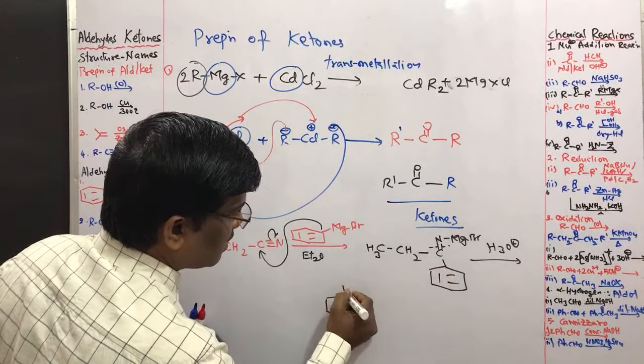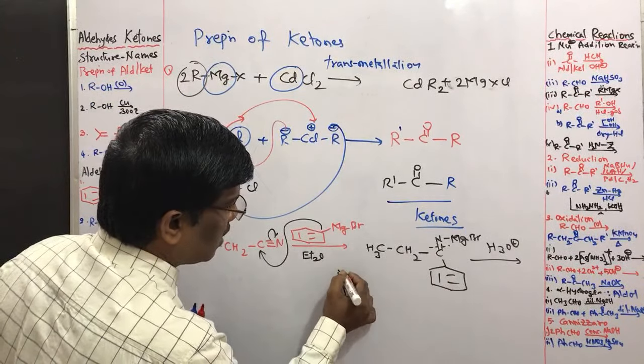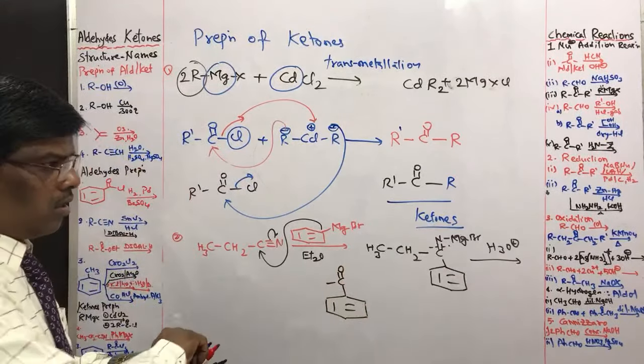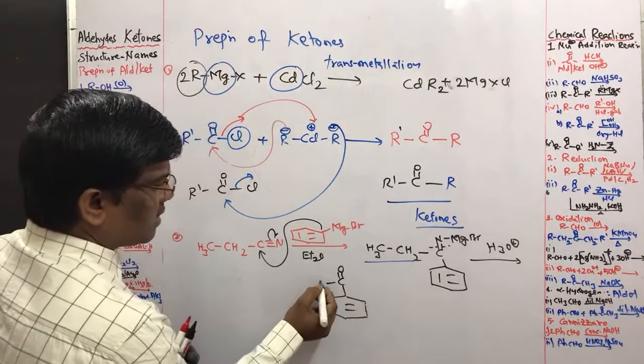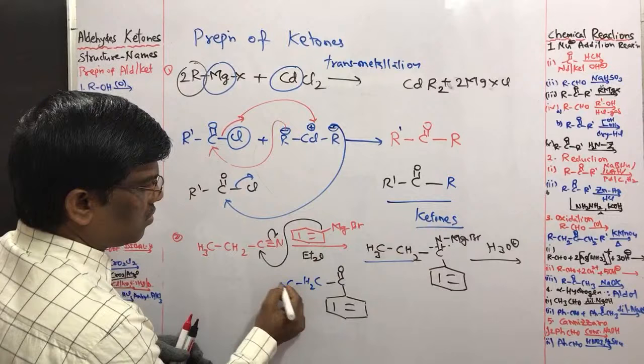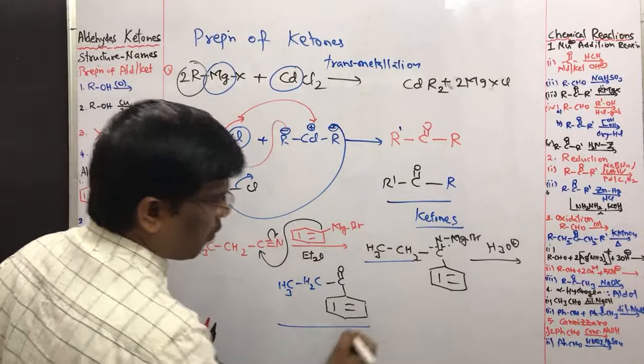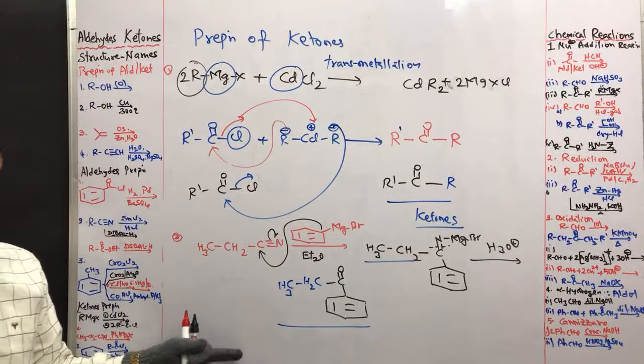Can I write like this? C double bond O, and this is CH3 CH2. What is this compound? Common name of this is propiophenone.